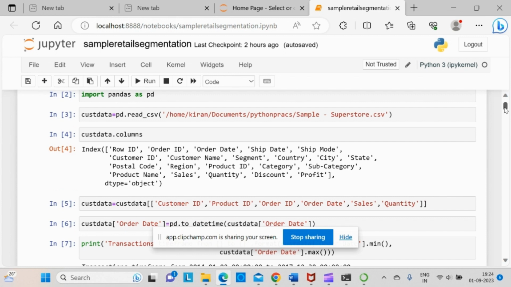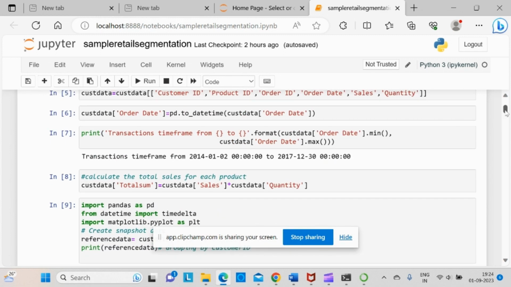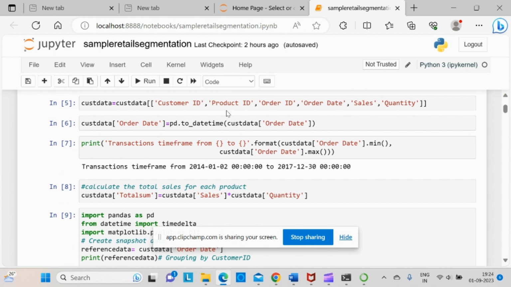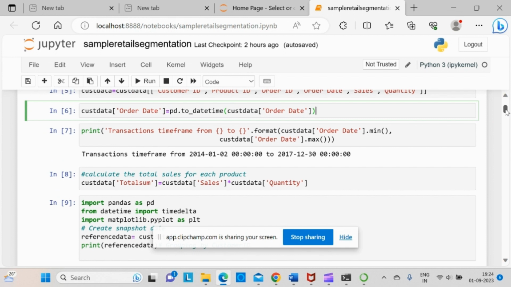what was the sales value. So since we have to do customer segmentation at a customer level, we first take out these five specific customer related parameters: customer, product, order, when was the order date, what was the sale, and what was the quantity. So we convert this into a date time column, and we look at what is the range of transactions. So basically, we are dealing with 3 years worth of data.